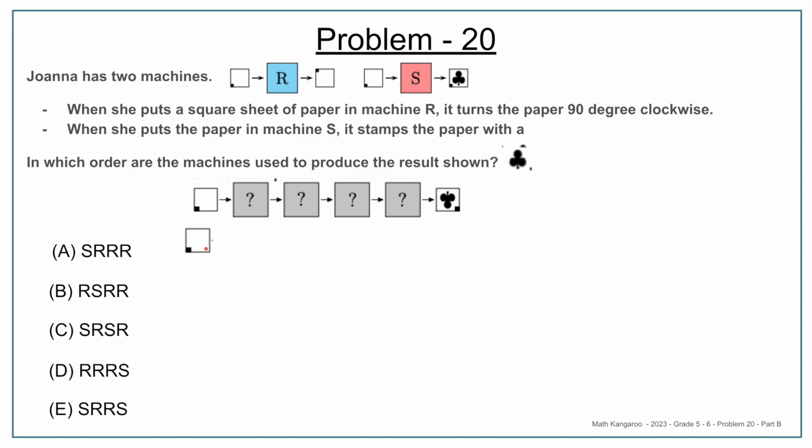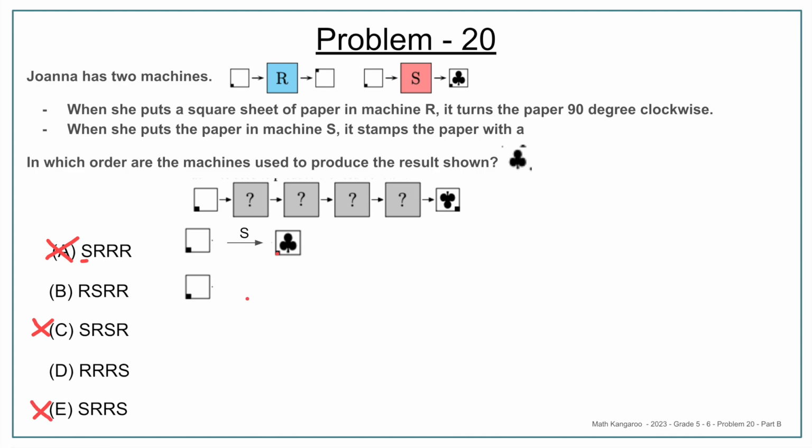Option A. We have this and we say S, so that means we stamp it on. When we stamp on it, the dot comes in here, which is not our answer, because the dot matches with the top of the club. So this is not our answer. Anything which starts with S, we know will not be an answer. So we remove that. Now let's go to B.